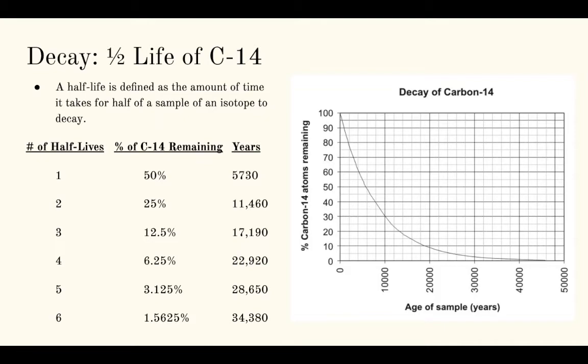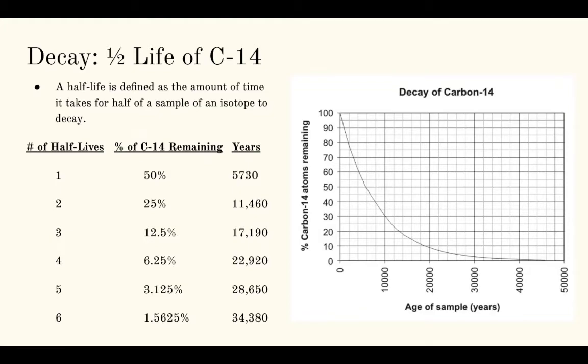Let's talk about half-life a little bit of carbon-14. A half-life is defined as the amount of time it takes for half of a sample of an isotope to decay. So as we said, carbon 12 and 13, they don't have half-lives because they don't decay. And carbon-14 has a half-life of 5,730 years.